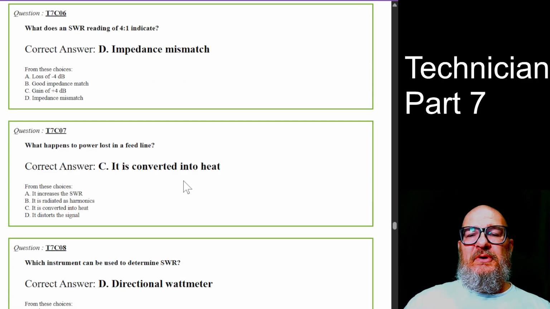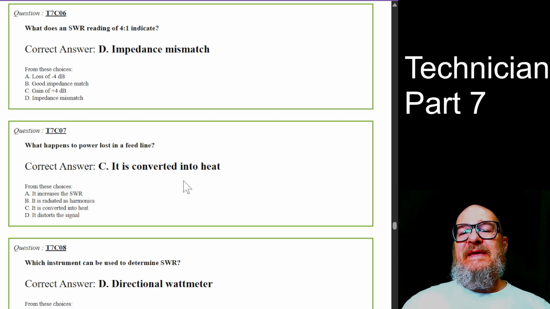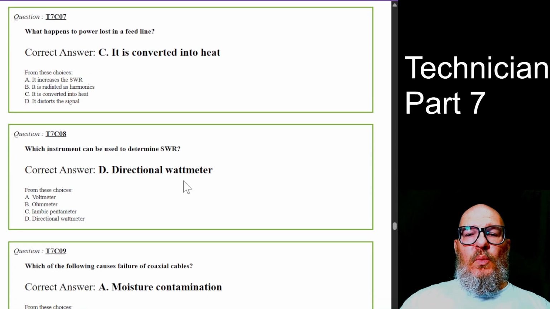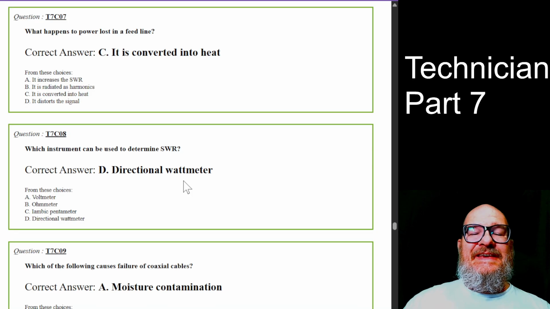What does an SWR or standing wave ratio reading of 4-to-1 indicate? And that is an impedance mismatch. What happens to power lost in a feed line? It is converted into heat.